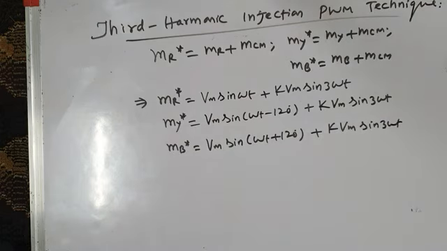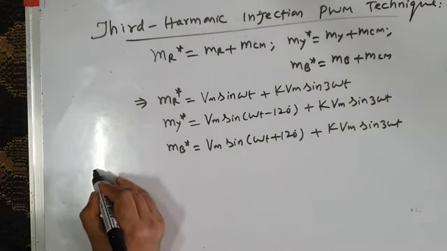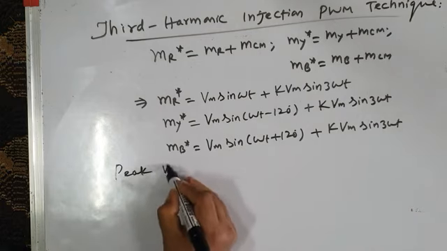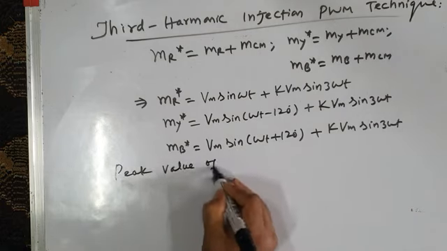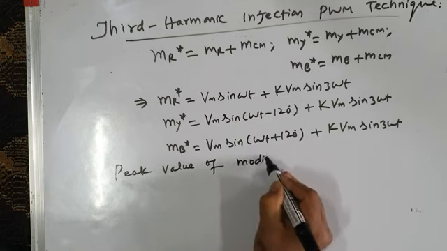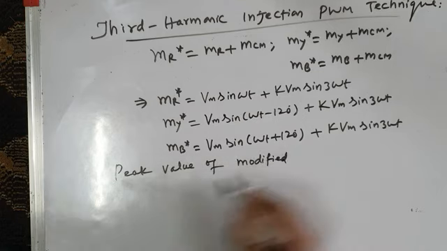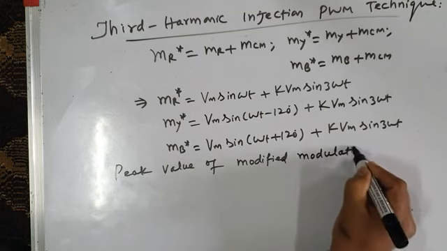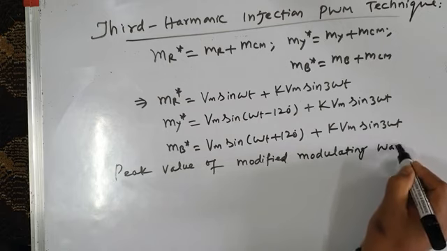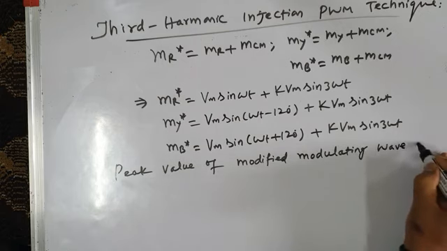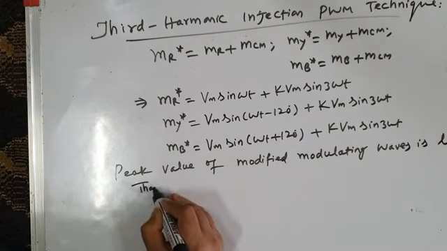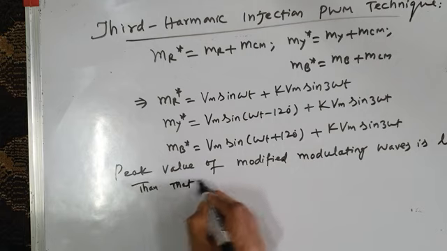And some very important conclusions were made. One of the conclusions, or one of the summaries, was that the peak value of the modified modulating wave, or modified target reference wave, is less than that of the sine wave.